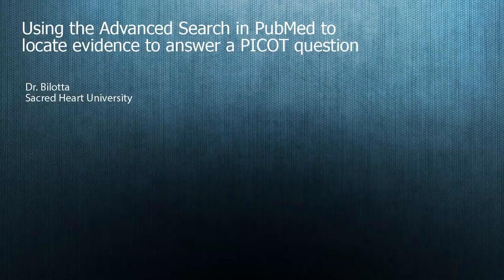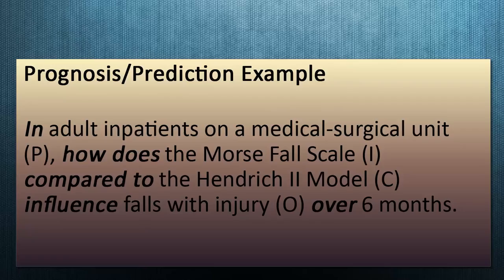Hi, this is Dr. Bilotta, and in this short video I'm going to show you an efficient way to search databases using the components of your PICO question. I'll be using a question written with the prognosis prediction template. The question is, in adult inpatients on a medical surgical unit, how does the Morse Fall Scale compared to the Hendrich II model influence falls with injury over 6 months?